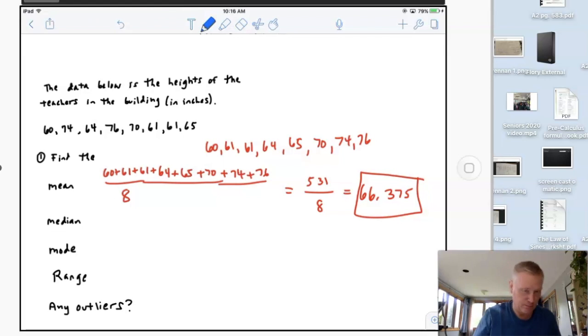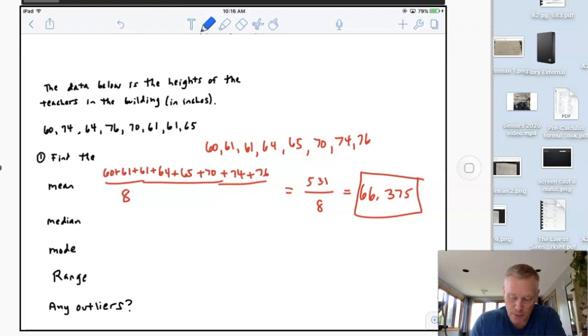So, depending on how you're trying to represent the data, you might want to pick one or the other. If I said, what's the central tendency of the height? If you wanted to make it seem like everybody's really tall in your building, you pick the biggest number and say, that's the one you want to go with. And if you wanted to make it seem like people are short in your building, you pick the smallest one. And any of these could be considered a central tendency.